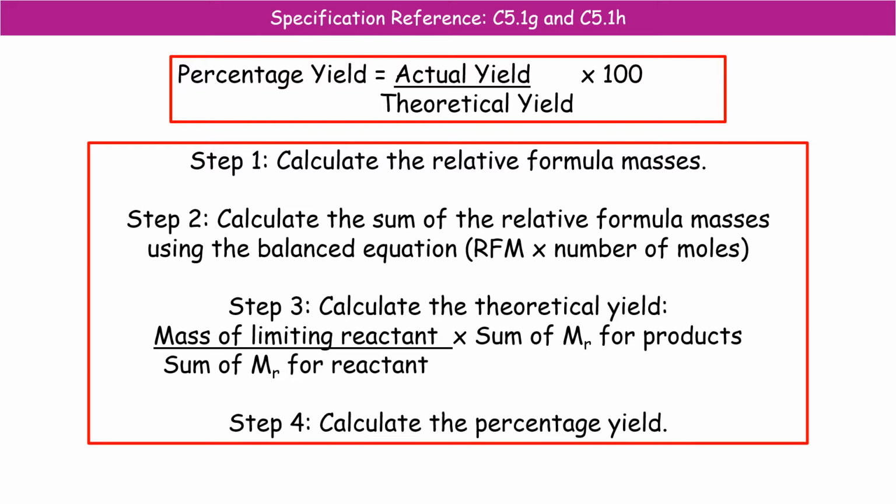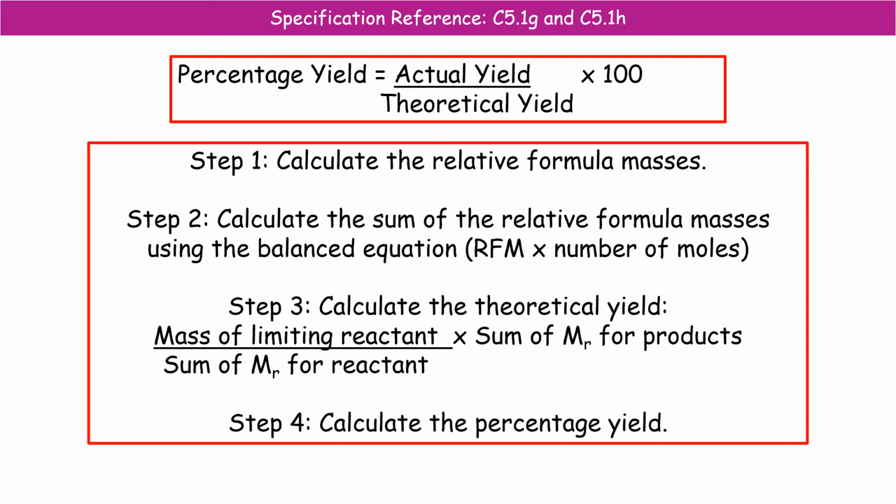Step 3, calculate your theoretical yield. The way we do this: mass of the limiting reactant divided by the sum of your relative formula mass for the reactant, multiplied by the sum of the relative formula mass for the products. Finally, because we've got a theoretical yield, all you do is actual divided by theoretical times by 100, and you've got your answer there.